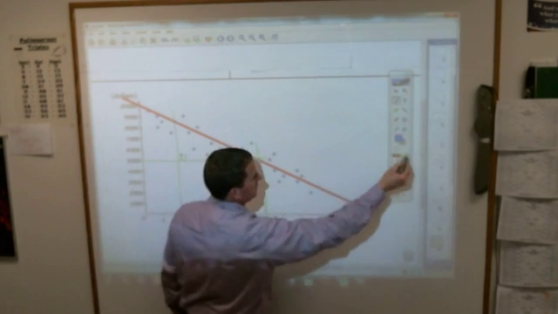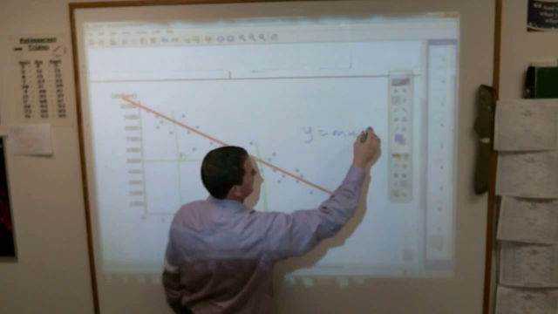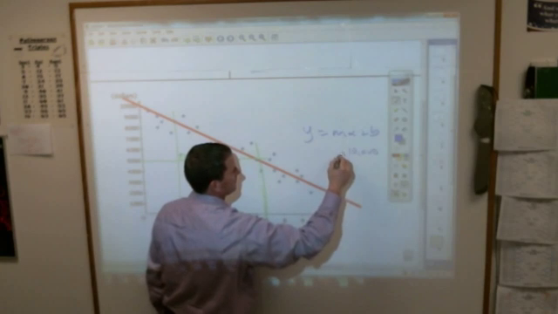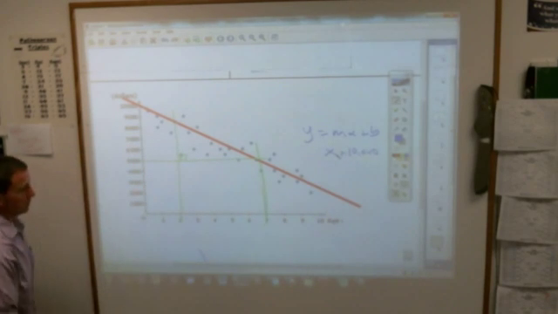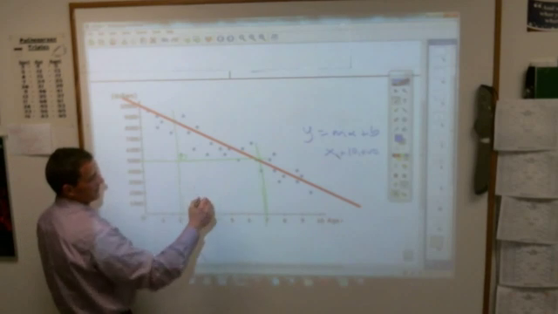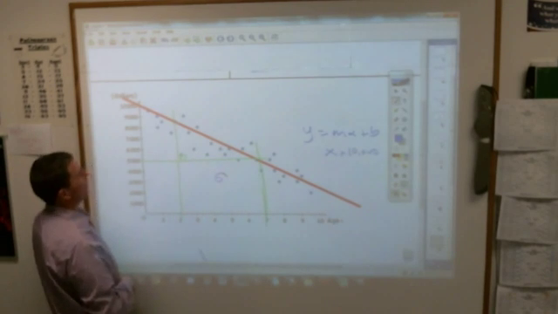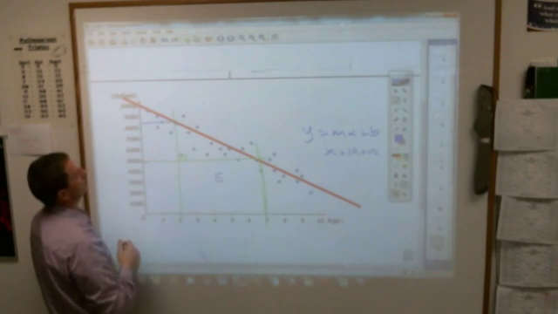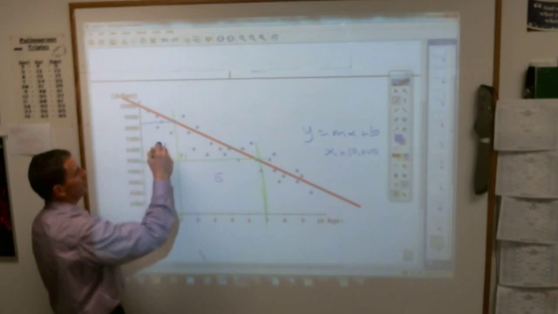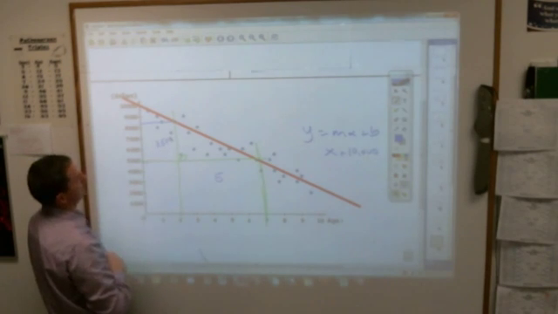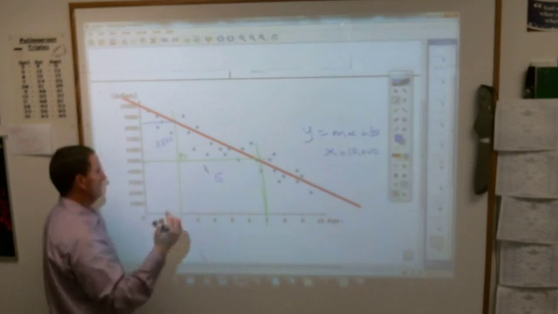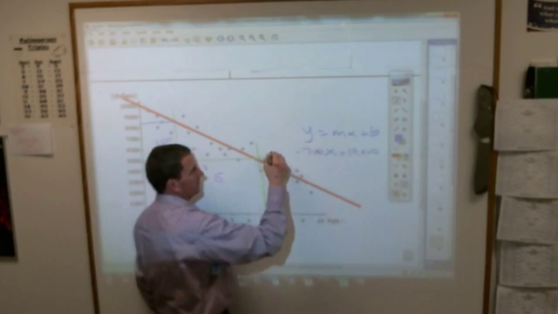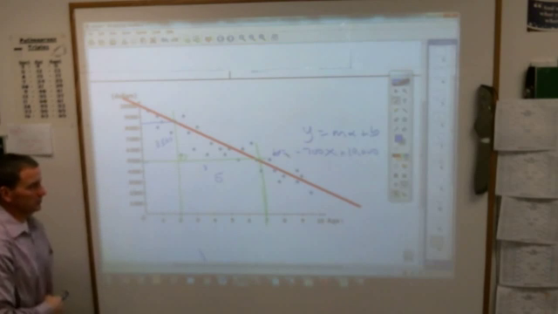Your equation ends up being y equals mx plus b. B, I think 10,000 is probably your good guess. What is the slope? The slope's going to be different. My triangle here is 5 wide. How high is it? It looks like it goes from about 5,000 to maybe 8,500. What is that, 3,500 difference? So if you take 3,500 and divide it by 5, that's about 700. I have negative 700.